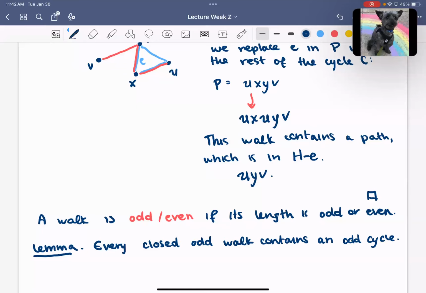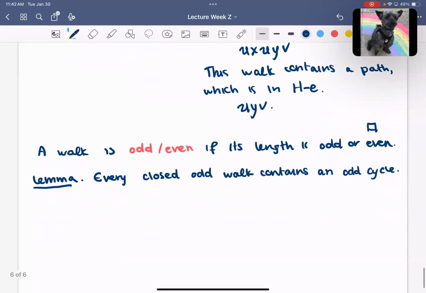Okay, so why is this interesting? The statement is not true for even walks, because what could my even walk look like? I could start at a vertex, go to a different vertex, and come back along the same edge. That would be an even closed walk, but it doesn't contain a cycle.